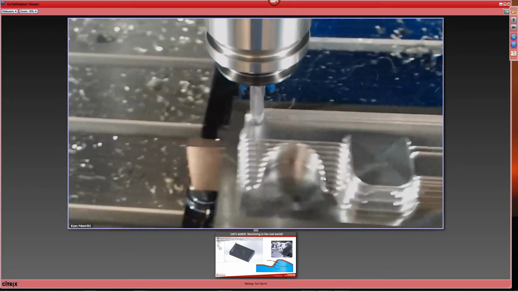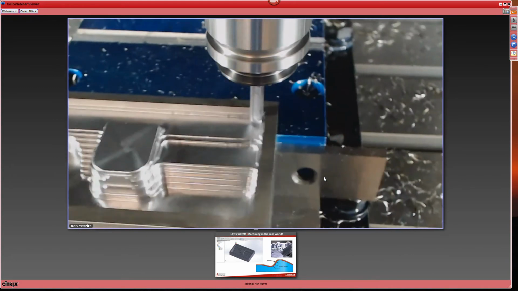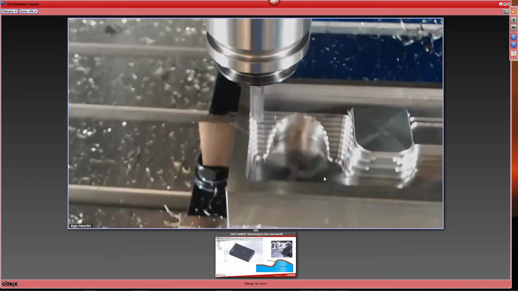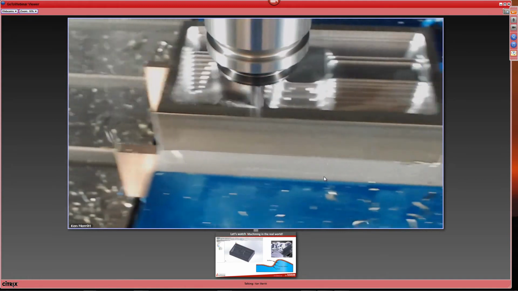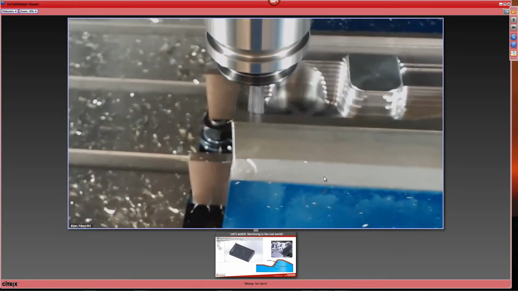Okay, a couple of final finish roughing passes here before it goes into the flat surface finishing. And when it does that, I'm going to turn the air down just a little bit, and we'll go on talking about the science.